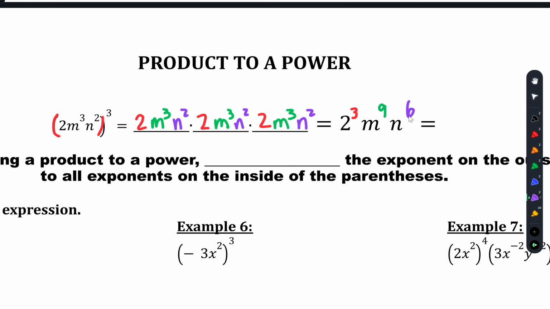So is that simplified all the way? We can get rid of that 2 to the third, right? We can make 2 to the third into an 8, and then I have m to the 9th, n to the 6th, and that's simplified all the way. So let's really quick just think about what just happened. What's the quick way that I could have gotten 2 to the 3rd, m to the 9th, n to the 6th? Cody?